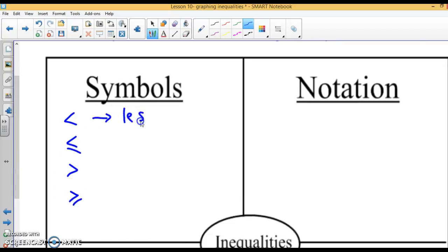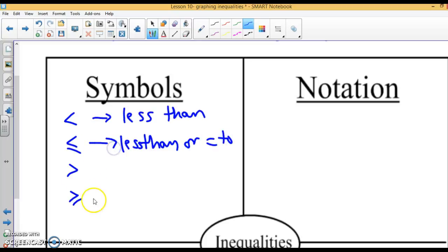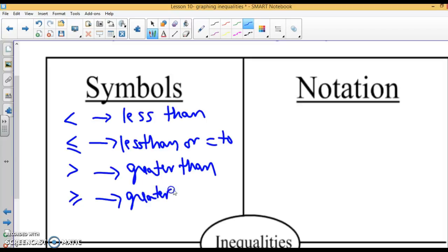This is less than. This is less than or equal to. This is greater than. And this one is greater than or equal to. That's what that line means. Now, I'm going to write some notes here, and then we'll go over some examples that will help you understand.